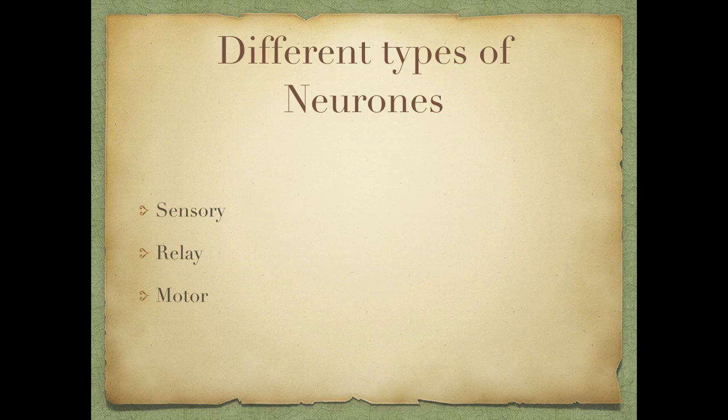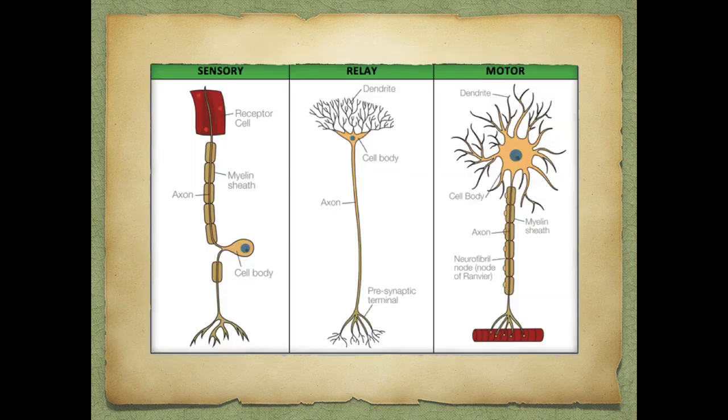Okay, let's move on. Now I'm going to talk about the different types of neurons. There are three types: the sensory neurons, the relay neurons, and the motor neurons. Here's a picture of all three. The function of the sensory neuron is to pass information picked up as a stimulus by a receptor and send this information to the spinal cord. Its name suggests what it does: sensory. It senses stimuli as well as passing them on.